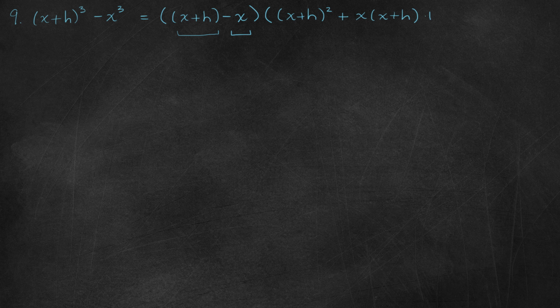Number 9. We're going to factor the quantity x plus h cubed minus x cubed. This is the difference of cubes. So I have x plus h minus x using the same sign. And then I square this quantity. So x plus h squared. I use the opposite sign, and then the product of these two, x times x plus h, plus, the last is always positive, I square this root.